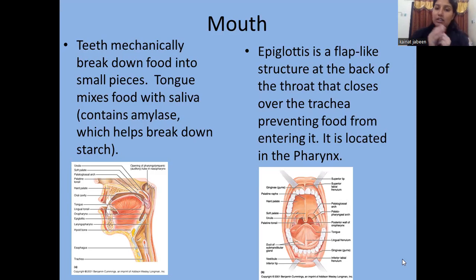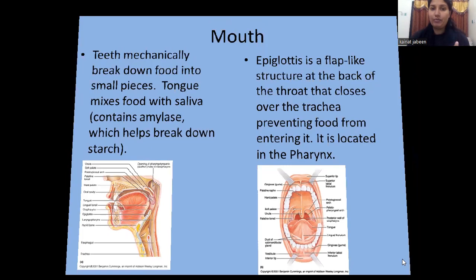So if the epiglottis does not close, what will happen? The food will enter into your windpipe. So you can't breathe, you can die. So the epiglottis is very important because it closes the opening of the trachea.